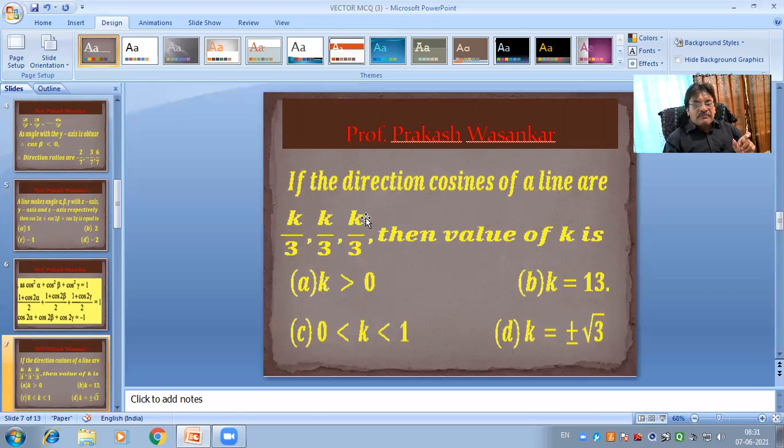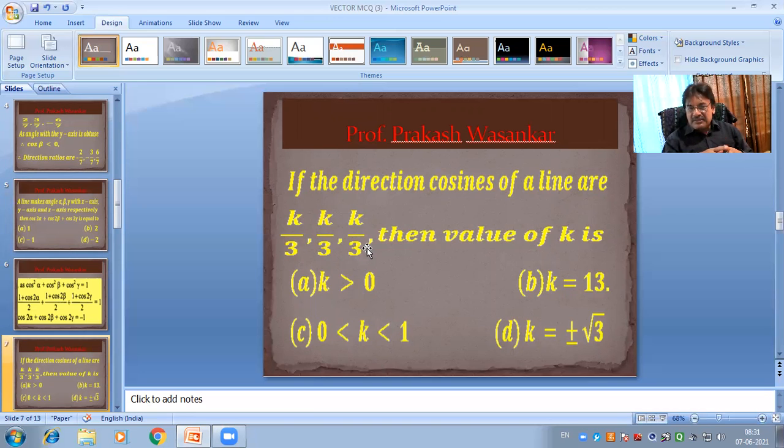In this problem, the direction cosines of a line are given, and here the direction cosines of the line are k by 3, k by 3, k by 3. Then we find the value of k. In three-dimensional geometry, we know one theorem that can be used here. If L, M, N are the direction cosines of a line, then L square plus M square plus N square equals 1. We use this theorem and find out the value of k.